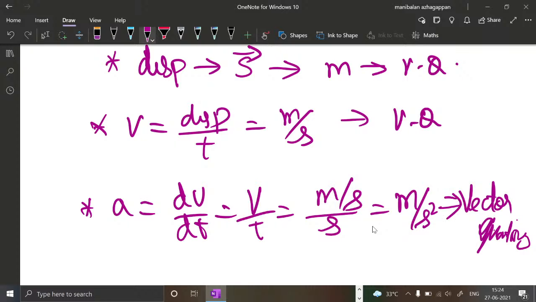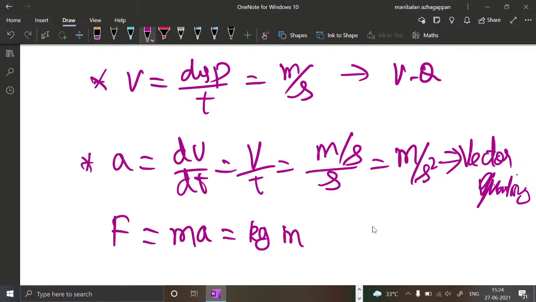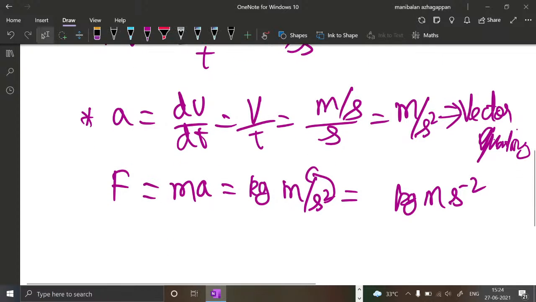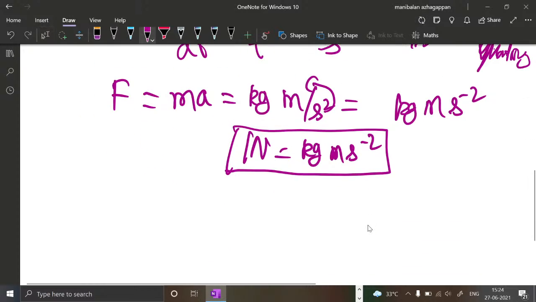Now, what is force? Force is equal to mass into acceleration. Mass unit is kg, acceleration unit is meter per second square. So if we take second square from the denominator to the numerator, we get kg meter second minus 2, which is equal to 1 Newton. This is the force relation. Force is a vector quantity.